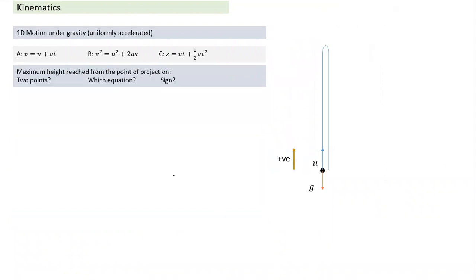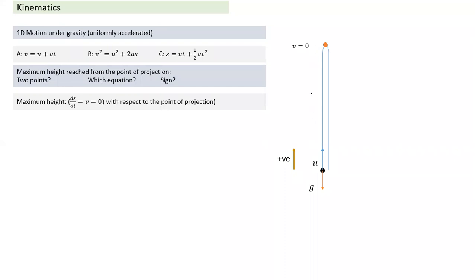Right. What is the maximum height reached from the point of projection? Suppose I have to calculate the maximum height reached. I again follow 3 steps: 2 points, which equation, and sign convention. Maximum height is with reference to what? Whenever we say maximum height reached, it is calculated from a particular point. Here it is not mentioned, so it is always from the point of projection. So basically I am considering two points: the point of projection, and the maximum height, where ds by dt, v, is equal to 0.